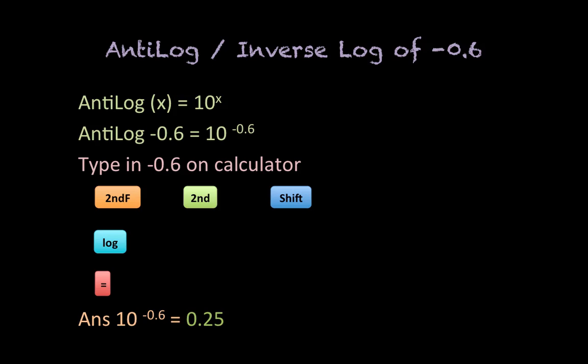Now if you see an E or error come up, what could possibly be happening is that you might have to type in second function log, then type in minus 0.6 and then the equal sign. For most calculators, you would type in the number first, press second function, log, equal. What I'm saying is that for some calculators, you might have to press second function, log, then the number, equal sign. So try those different sequences and one of them should work.